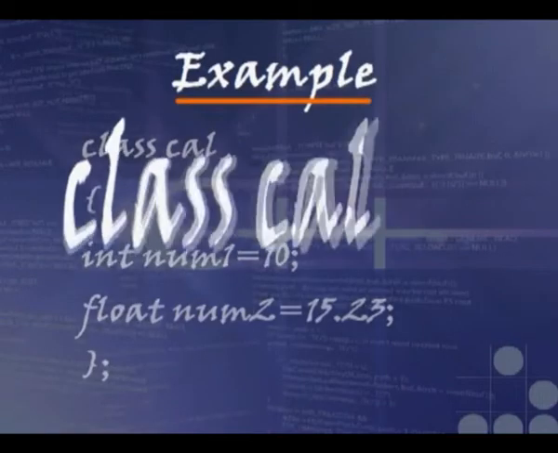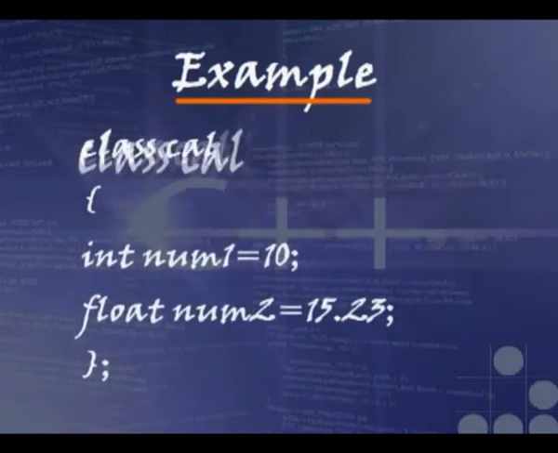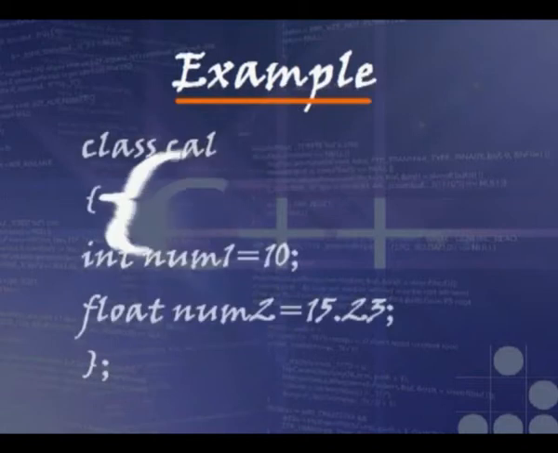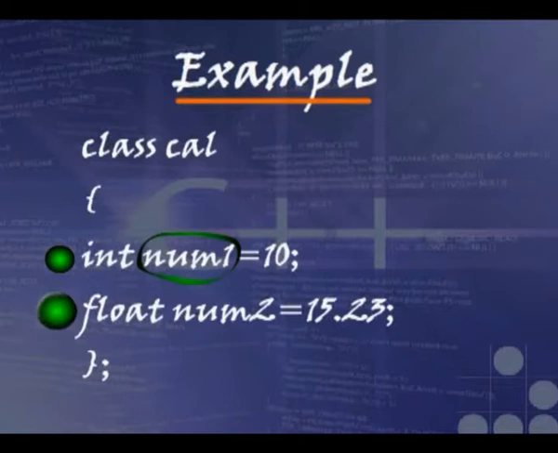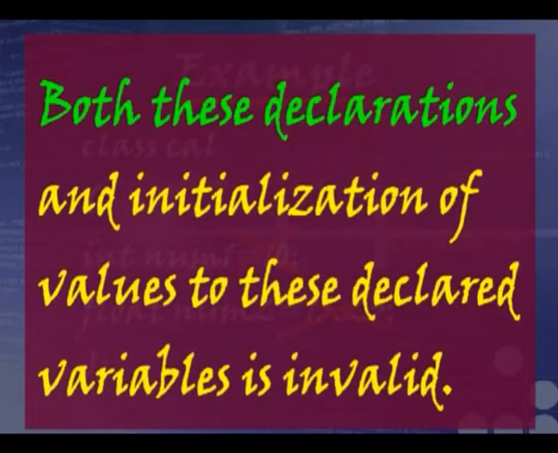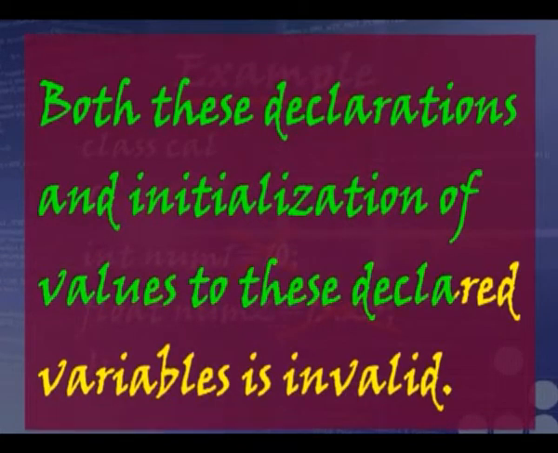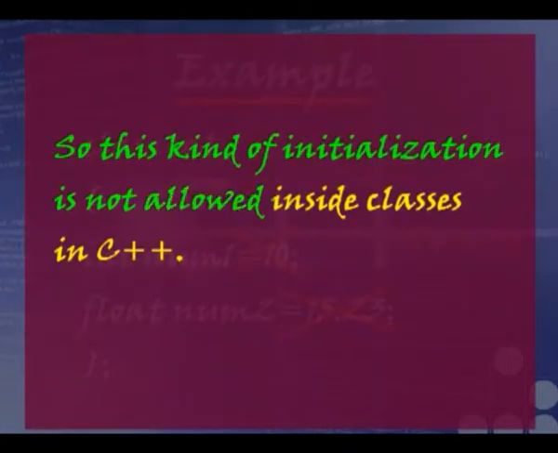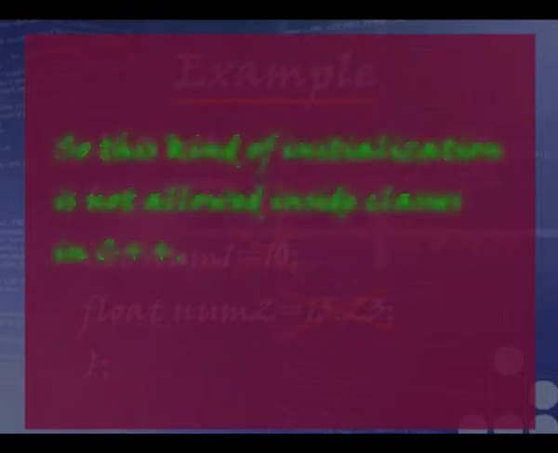Here we are having a class called CAL. We are having the class body which has two variables, one of type integer, name is num1, one of type float, name is num2. And here the values for num1 and num2 have been given in the class declaration, which is invalid. The class body ends here. Both these declarations and initialization of values to these declared variables is invalid. So, this kind of initialization is not allowed inside classes in C++.